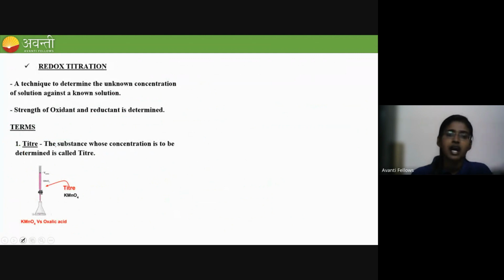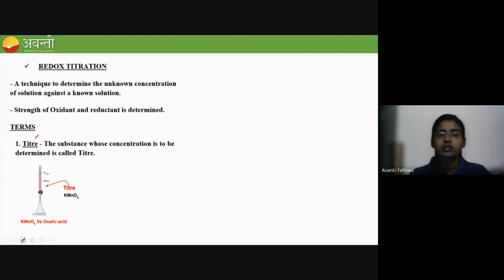Okay, the strength of an oxidant and reductant can be calculated using redox titration. There are two important terms we have. One is titer, the substance whose concentration is to be determined. Titer is the substance in which the concentration is going to be determined.